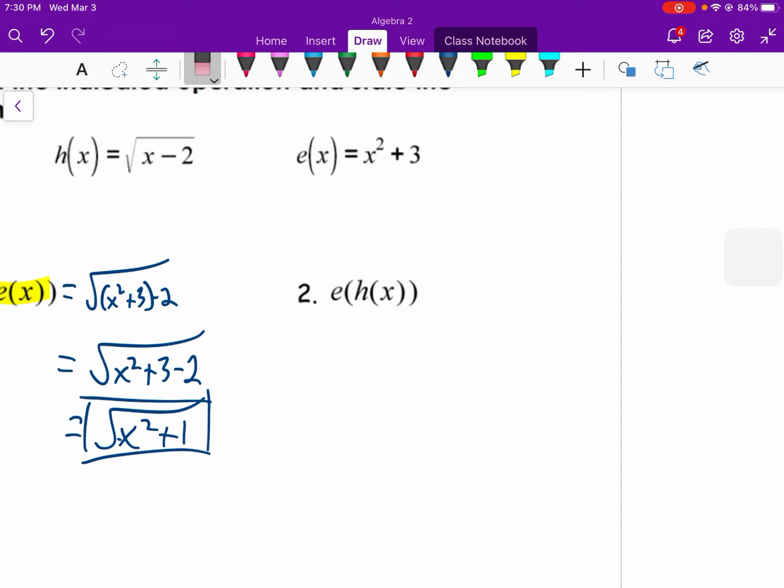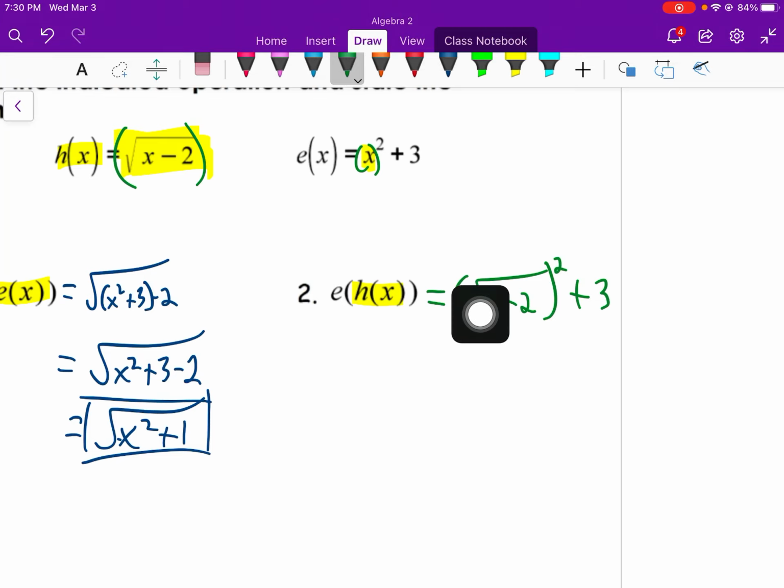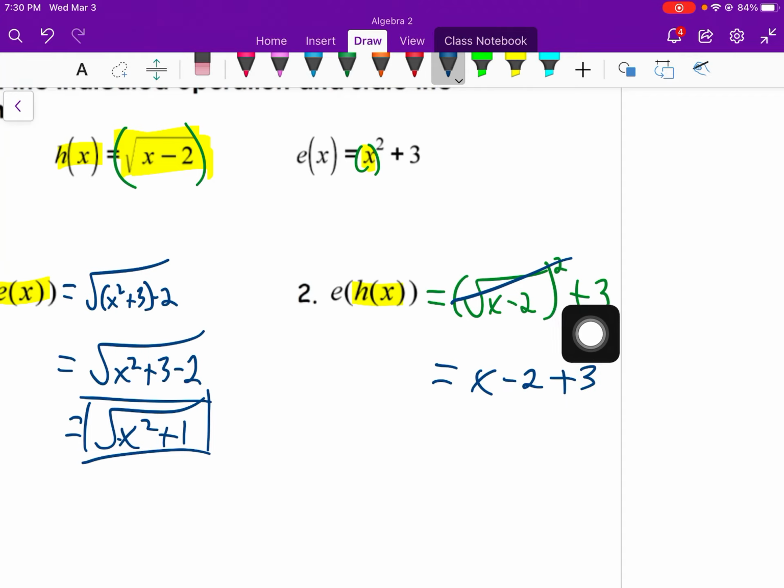So now we are plugging in h of x, this whole thing where x is here. So I'm going to do parentheses again just to emphasize. So that's the square root of x minus 2, squared, plus 3. The square root and squared are inverse operations, so that simplifies. So all that's left is what's underneath, x minus 2 plus 3. We still have this on the outside. Now we can combine like terms again, and we get x plus 1.